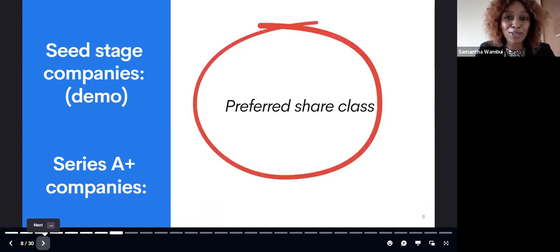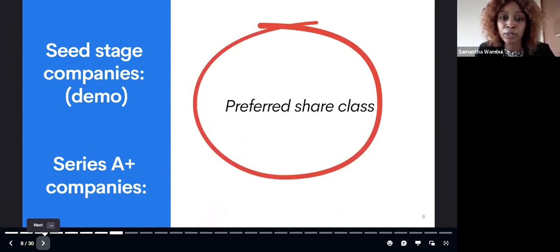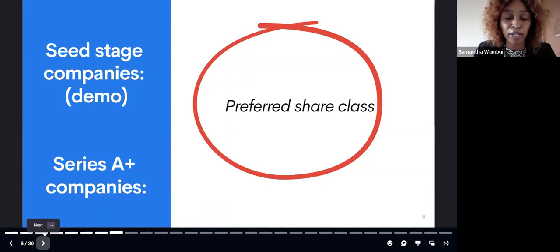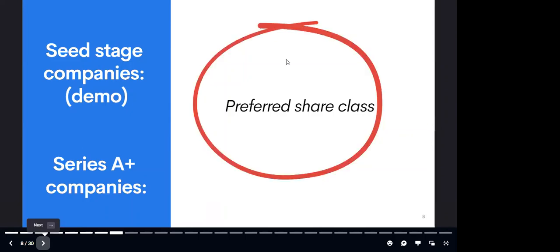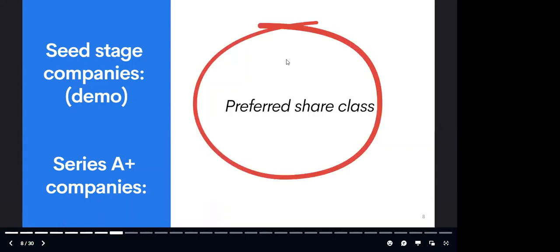So we're going to get into a brief demo where Patience is going to show us how these share structures are set up on the Raise Plus platform. Please take it away, Patience. Thank you, Sam. I'll be sharing the screen now.